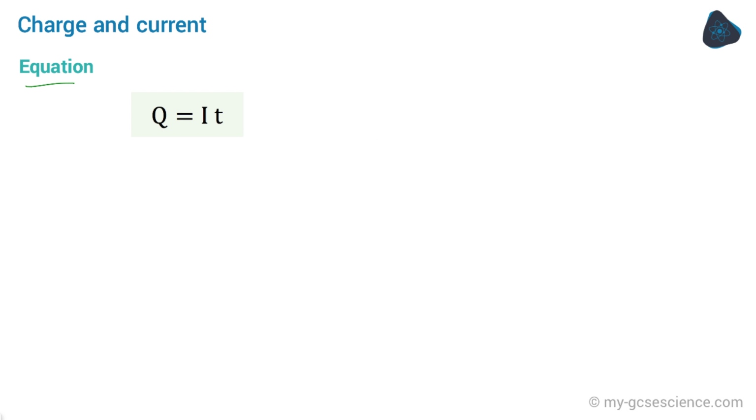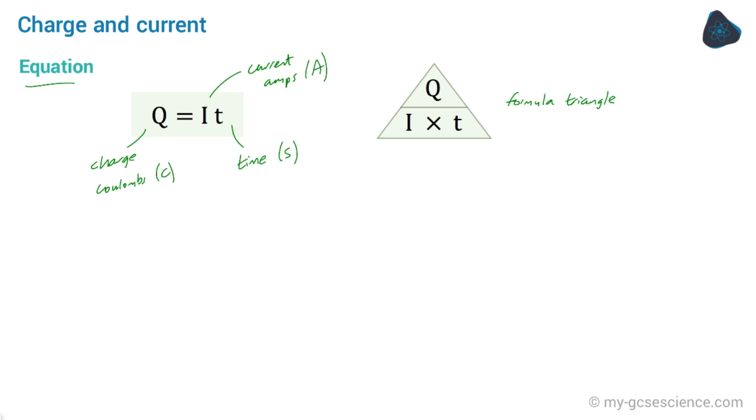Now, the equation linking charge and current is as shown. Q here stands for charge, which is measured in coulombs, capital C for the unit. I stands for current, which is measured in amperes or just amps for short, capital A. And T stands for time in seconds. Now, if you find it useful, here is the formula triangle for this equation.